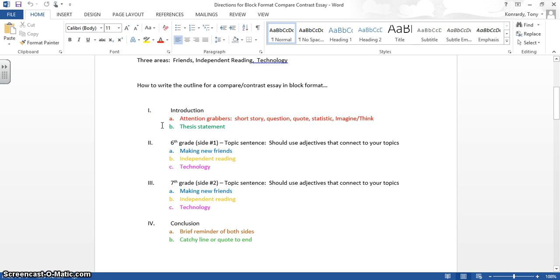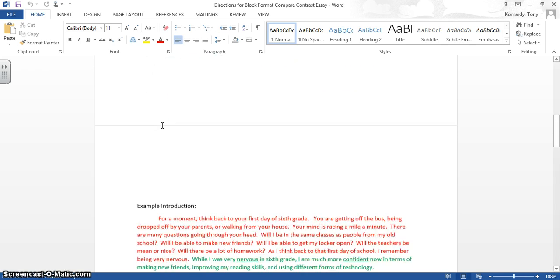We then have a thesis statement. This statement is going to tell us exactly what the paper is going to be about. Let's scroll down and we'll take a look at an introduction.